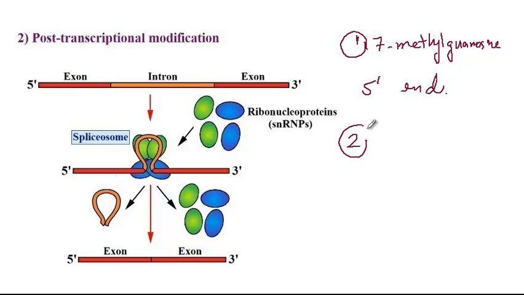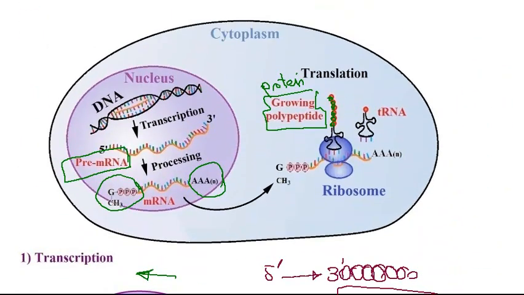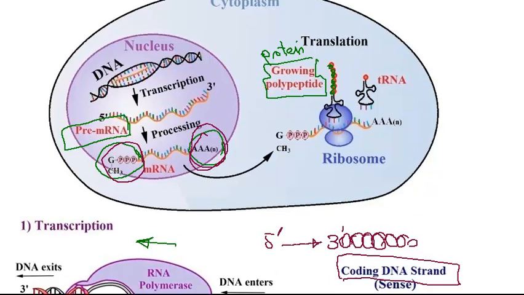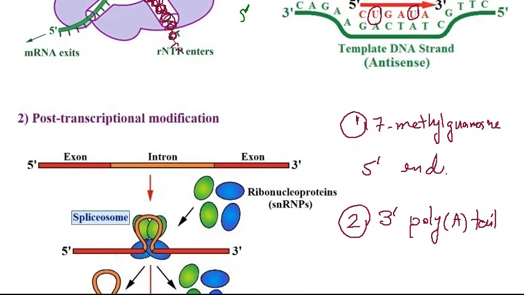And then the second process is addition of a poly-A tail at the 3' end of the mRNA. And these processes help protect mRNA from exonuclease enzymes. So we've added a 5' cap and a 3' polyadenylation process in order to stabilize our mRNA molecule.